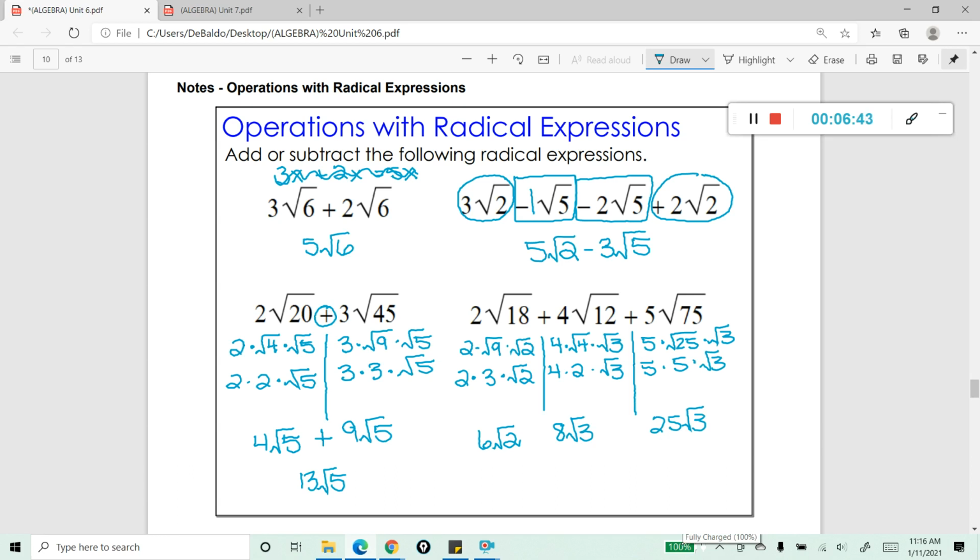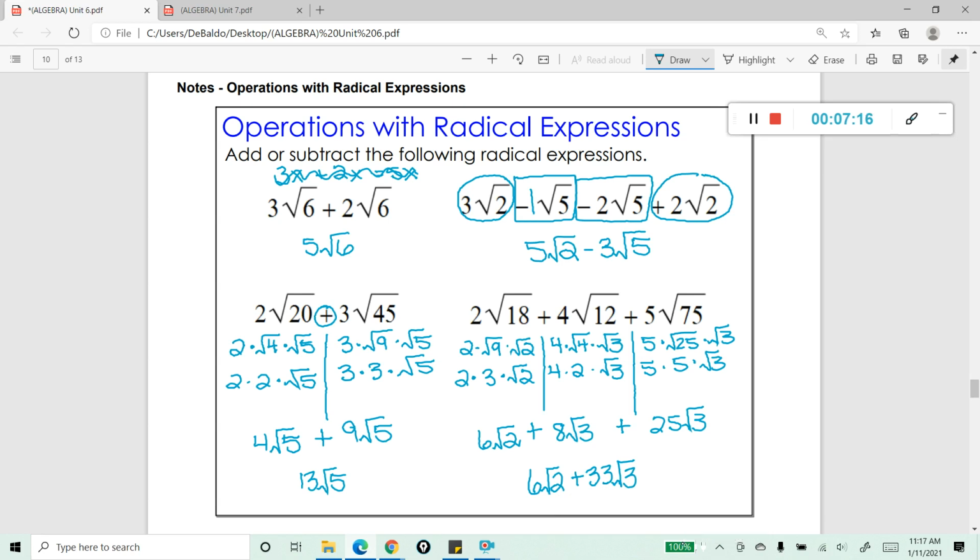Now I need to figure out what I can combine. So I'm going to carry down my addition operations. And now it's simply just a problem like the first 2 we did on this slide. We need to figure out what we can add together. And in our case, we can add 8 plus 25, giving us 33 root 3. So the final answer will be 6 root 2 plus 33 root 3. And that's how you add and subtract radical expressions.